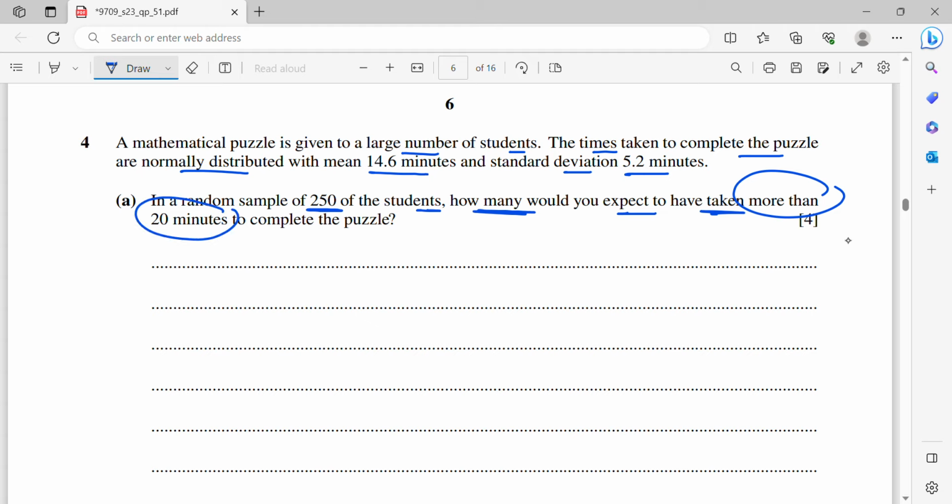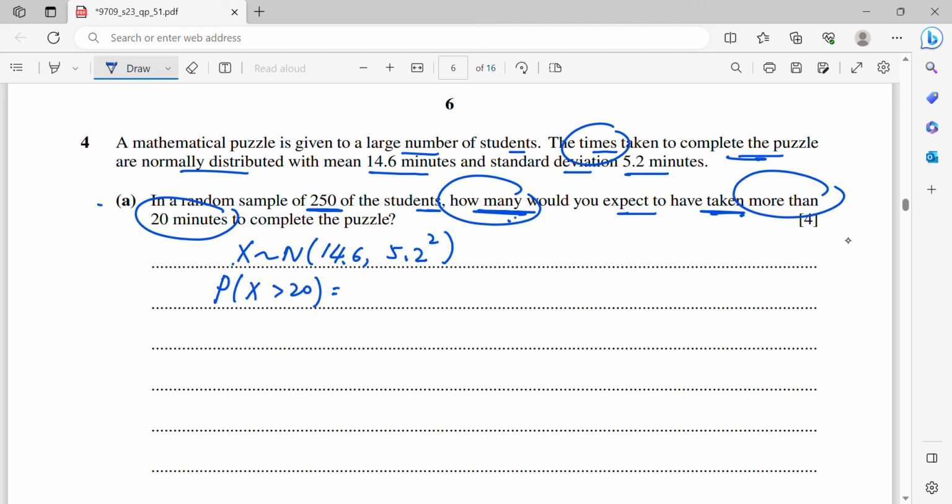Okay, so first of all, I will write down that X is normally distributed with 14.6 minutes as the mean and standard deviation 5.2, so the variance becomes 5.2 squared, where X is the time taken to complete the puzzle. To get how many students satisfy the condition of taking more than 20 minutes, I need to find the probability first. So the probability of X greater than 20 minutes. Alright, so standardize it: P(Z > (20 - 14.6) / 5.2).